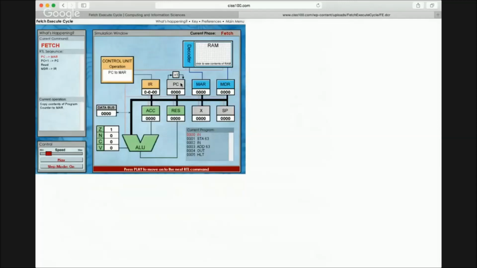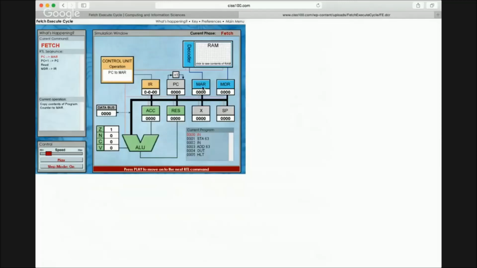Recall the fetch execute cycle. Fetch instruction. Increment PC, program counter, which the textbook kind of just glosses over. Decode the instruction, execute the instruction, and then of course the textbook adds the store.